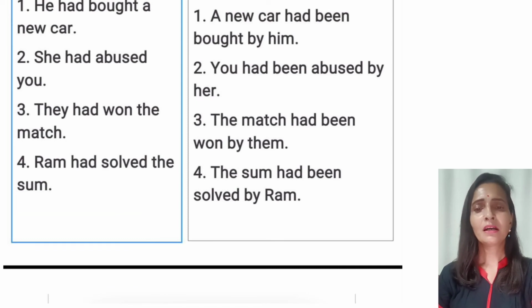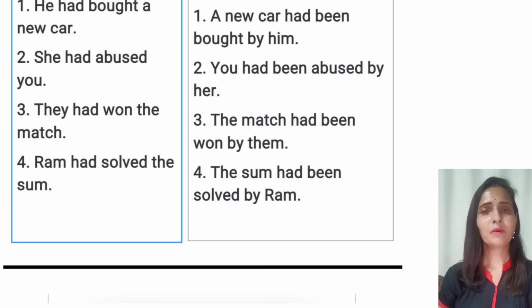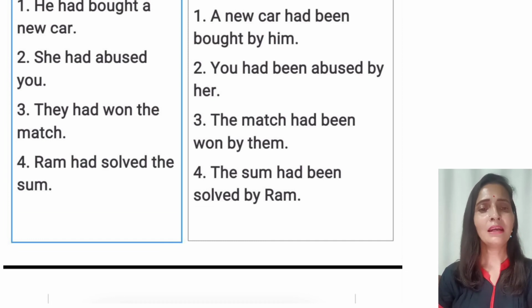Okay, she had abused you. So what is the object here? We will change the object into the subject. The object is you here. Then at the start, first of all, we will write you, that is the object. Then we will use had been, then the third verb of abuse, that is abused by, and after that we have to write the subject. When we write the subject in the object's place, like she, it is used as subject, but when we change it into object, it becomes her. You had been abused by her.